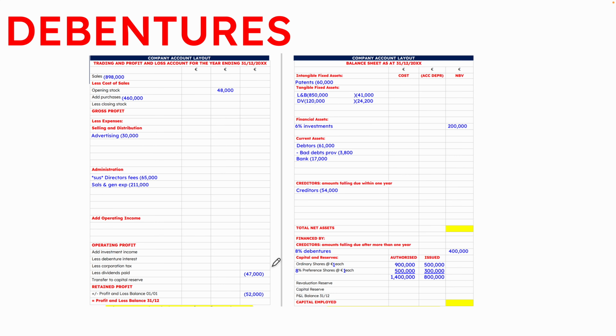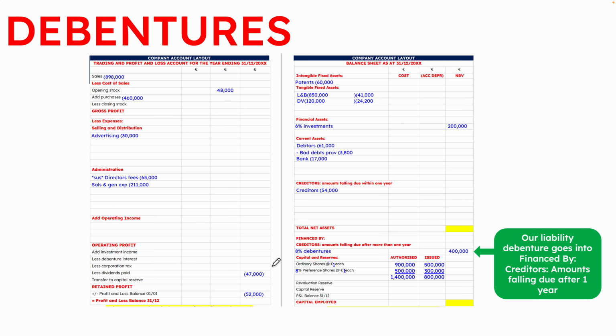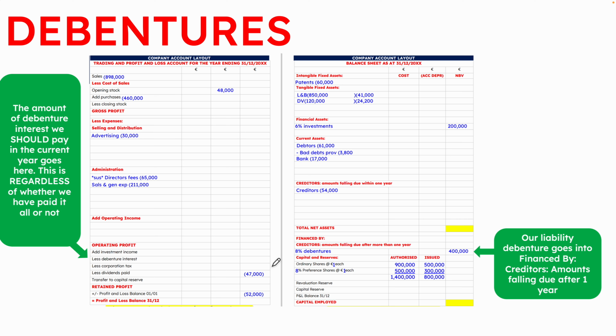Then debentures. So debentures are our long-term loan, okay? There's a fixed rate of interest on them. They are going to be found in the finance by creditors plus 1 year. So the 400,000 debentures will go there. The debenture interest for the whole year, right, needs to go into the trading profit and loss. So it doesn't matter if we have paid it all or not. If it relates to the current year, we put it into the TPL for the current year. And that's very important that we do that.